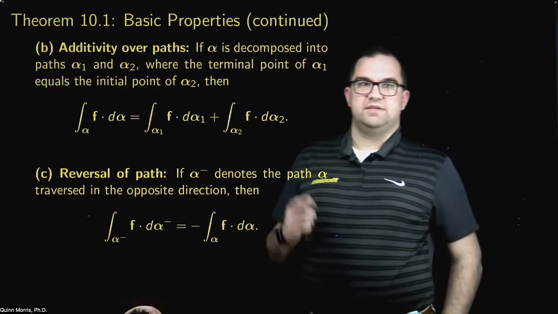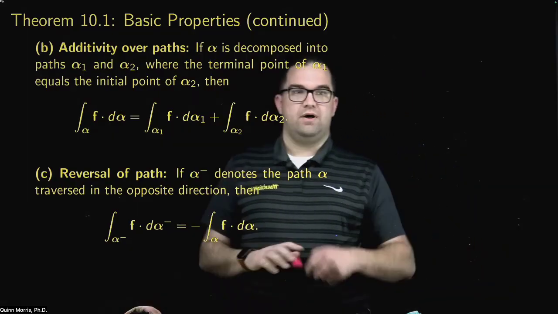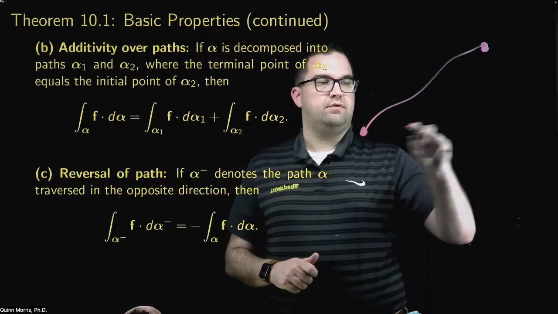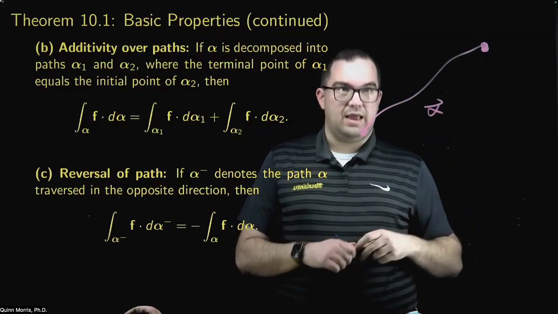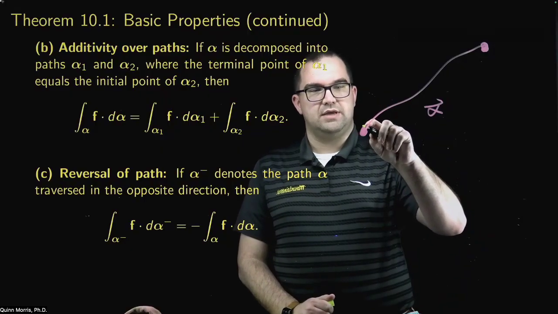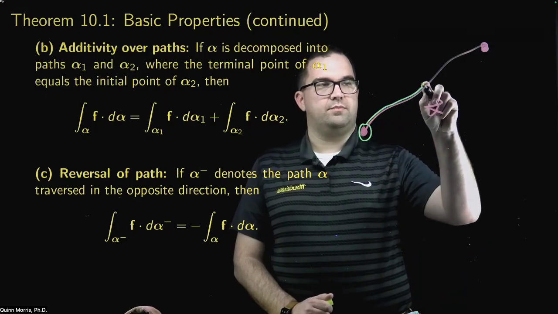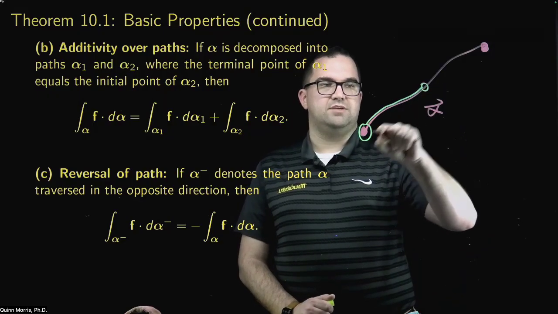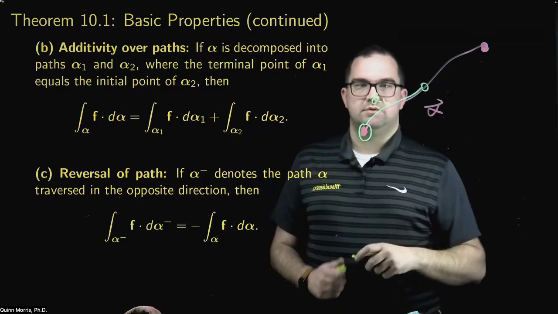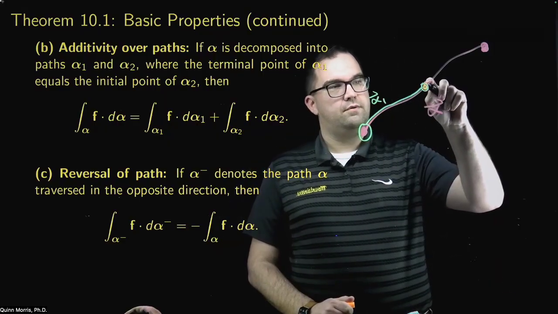A couple of other properties. So you get additivity over paths. So if you have a path alpha, so let's say you have some path alpha here. Okay, and let's say you want to break it up into two pieces, say alpha 1, and maybe alpha 1 goes from here to here. And right, these points really should be filled in, but to help. So there's alpha 1, and then some other path, alpha 2.